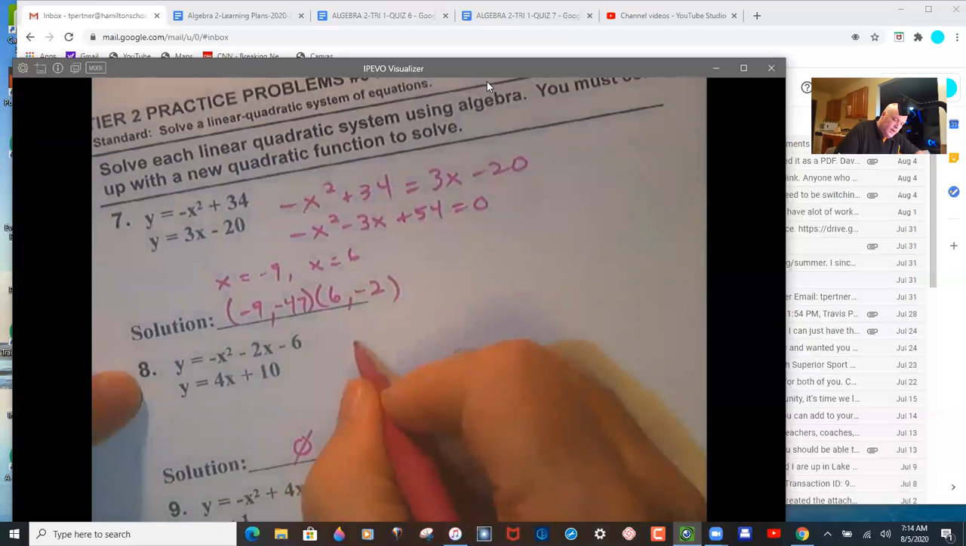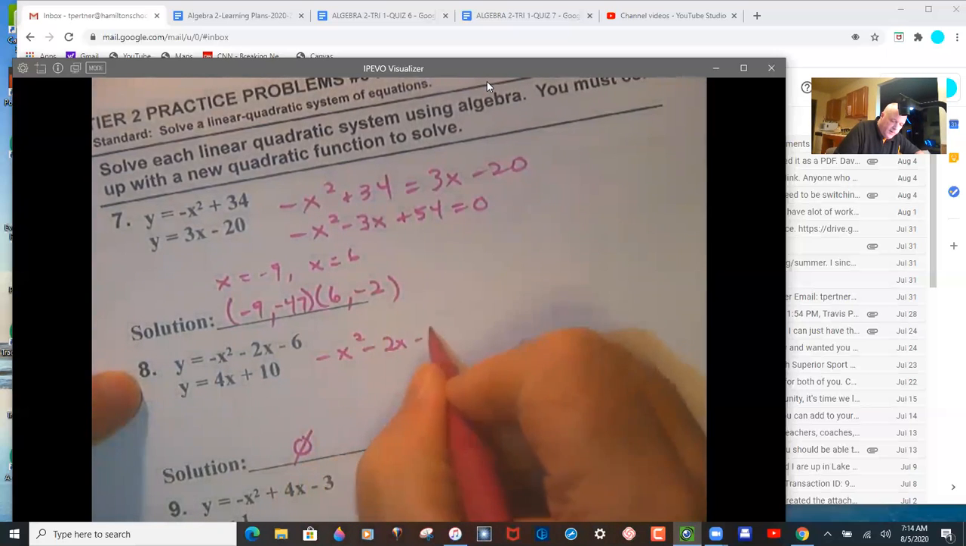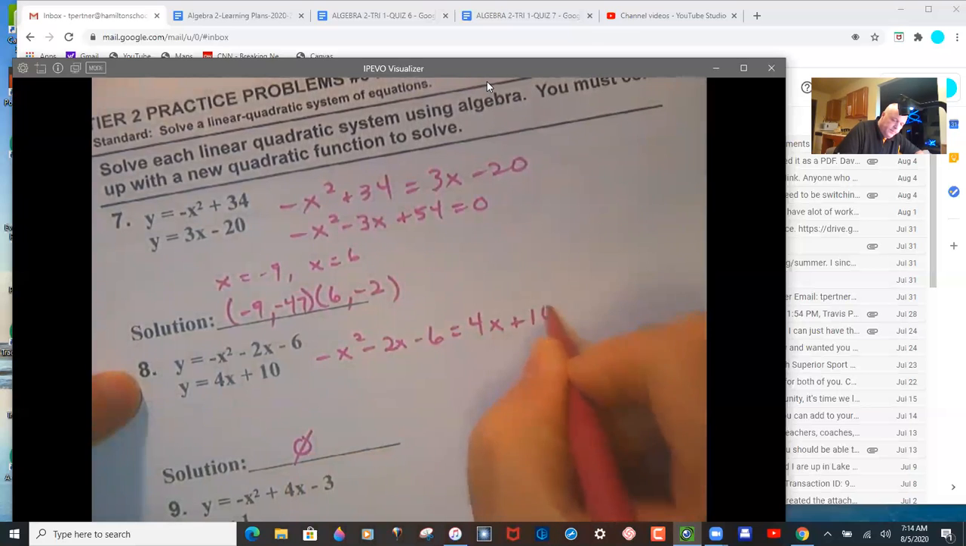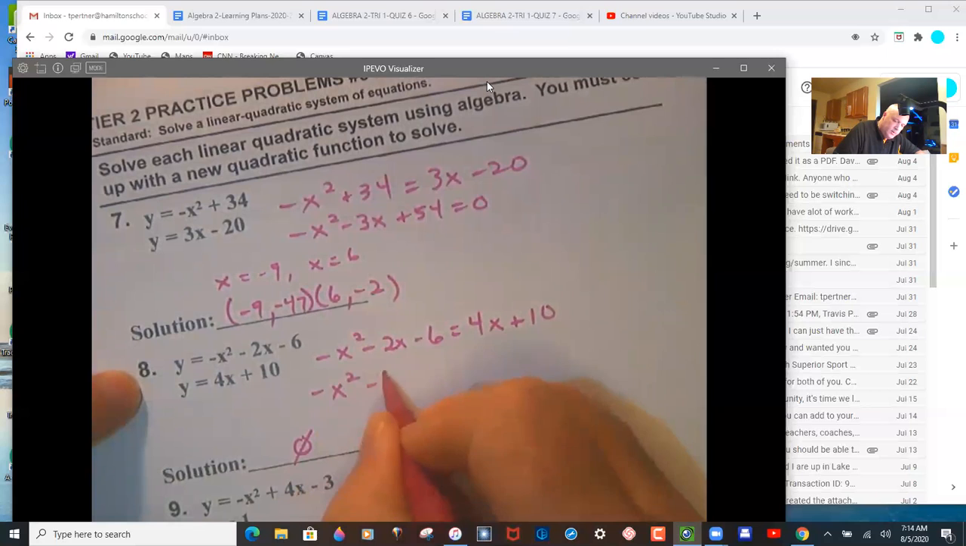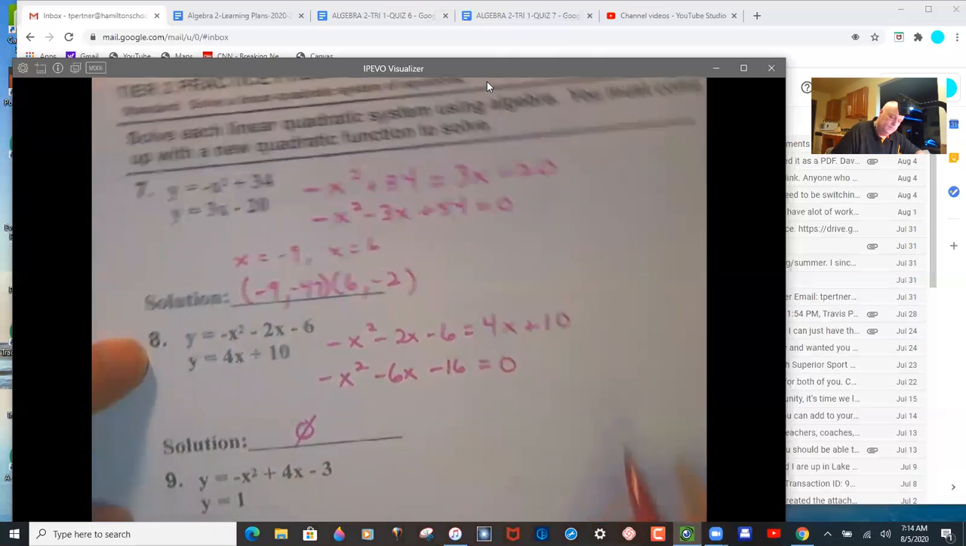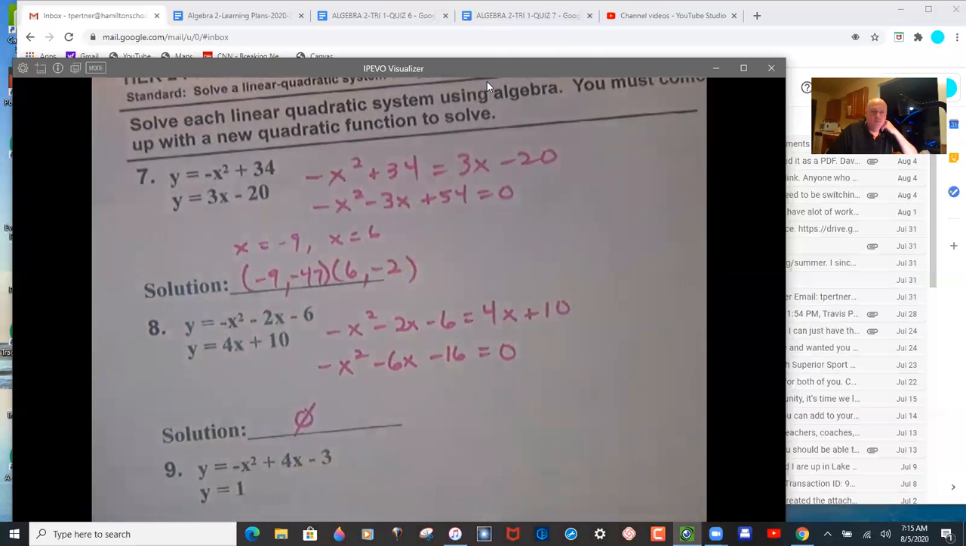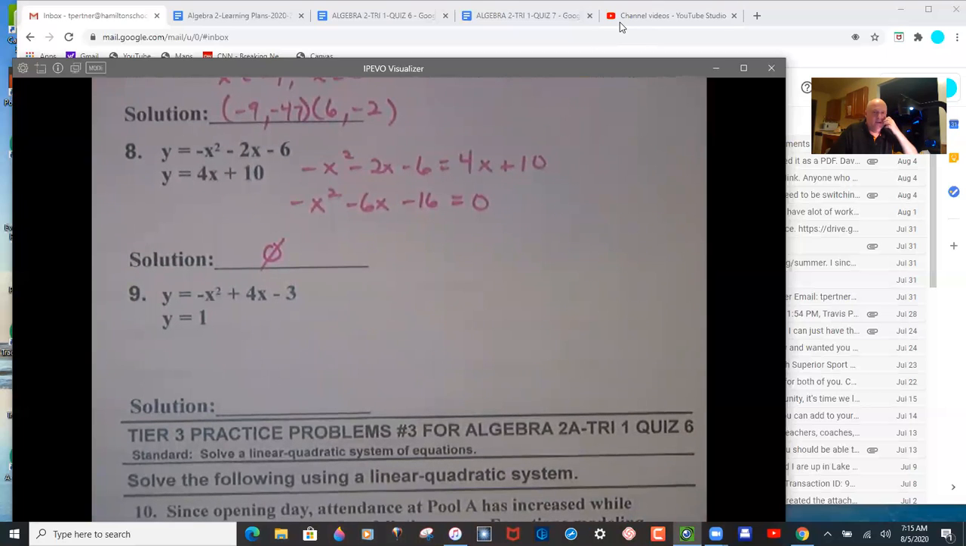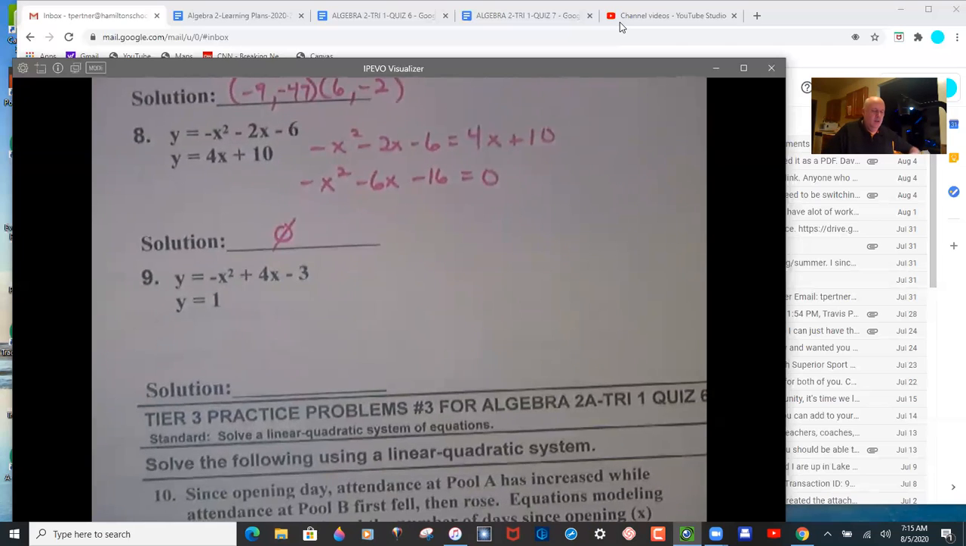This next one's going to give you an empty set, but again, I need to see the simplified quadratic. That's where your points are going to come from, because I know that you know how to use technology to find these. So negative x squared minus 6x minus 16 is the simplified quadratic. Just want to double check my work really quick that indeed that is right. Indeed it is.